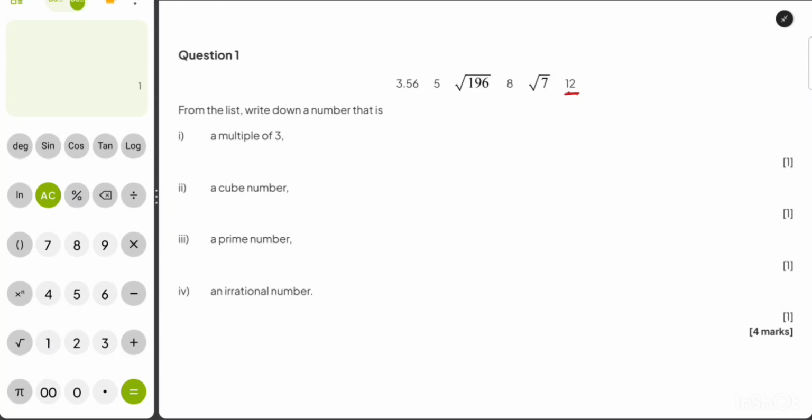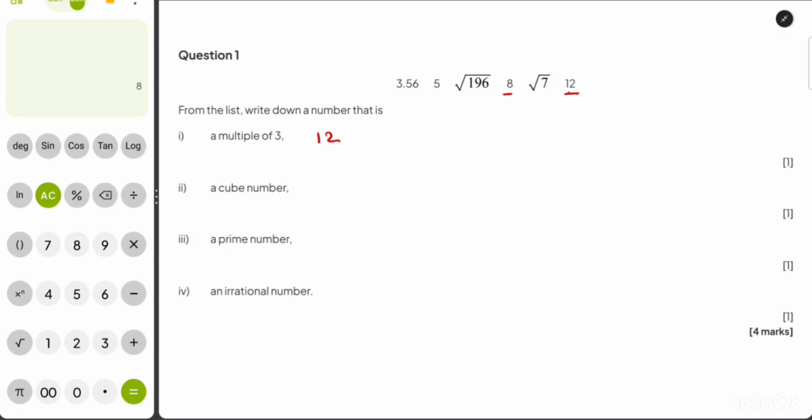You can also check using this calculator. 12 divided by 3, you can see on the left hand side of the screen I'm using the calculator, and that is 4, so it is exactly divisible by 3. So 12 is the multiple of 3. Next is a cube number. From the list we can simply say that 8 is a cube number because you can find the cube root of 8. Let's check this.